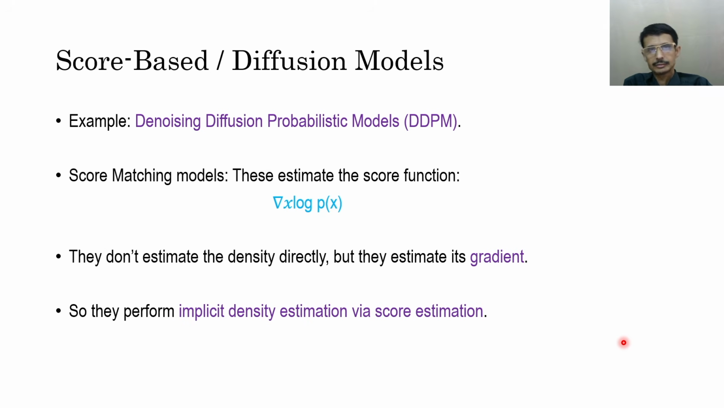Now another kind of model is score-based or diffusion models. The most important example is denoising diffusion probabilistic models, which are very popular nowadays. Another is the score matching model. We estimate the score function, which is basically the gradient with respect to x of log P(x). They don't estimate density directly, but they estimate its gradient. So they perform implicit density estimation via the score. We'll see.